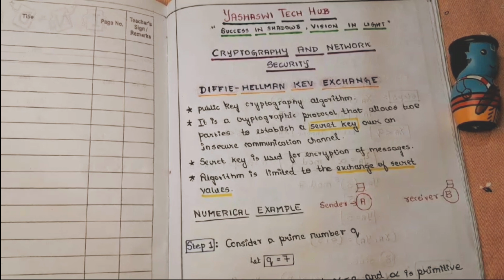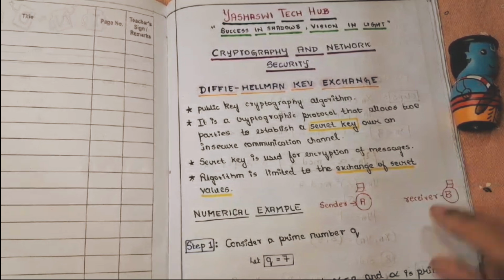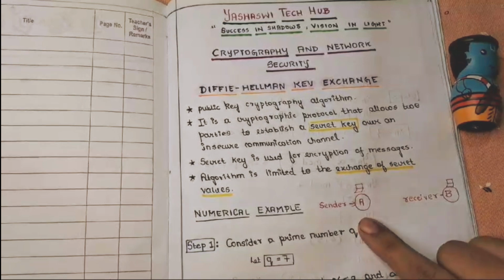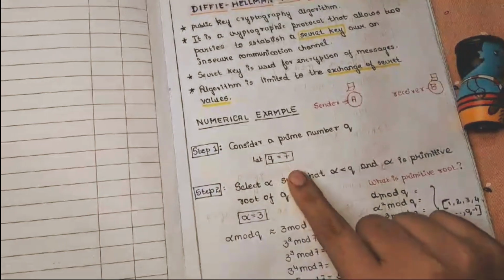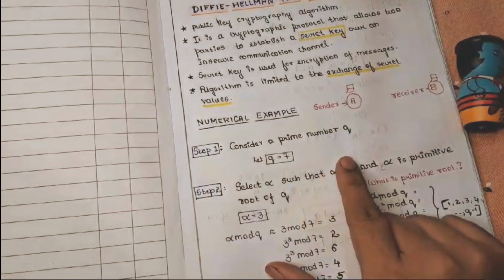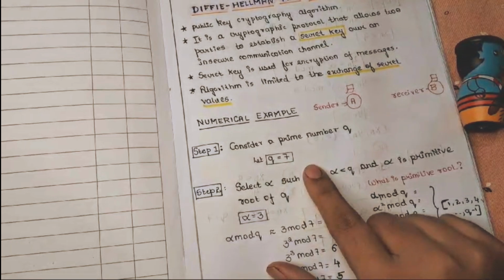Let us understand this Diffie-Hellman key exchange algorithm with a numerical example. We have two parties, sender A and receiver B. Step 1 is to consider a prime number Q. In real life they take a very large number, but let us take the prime number Q equal to 7.